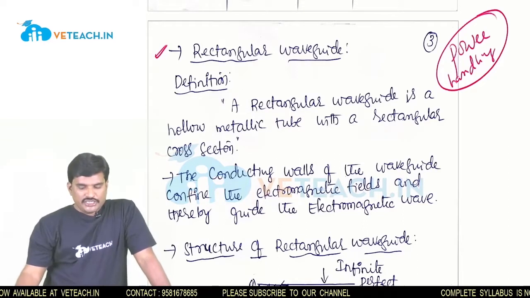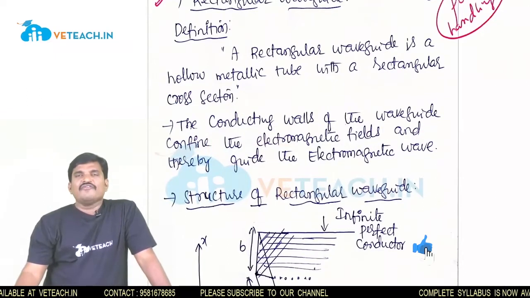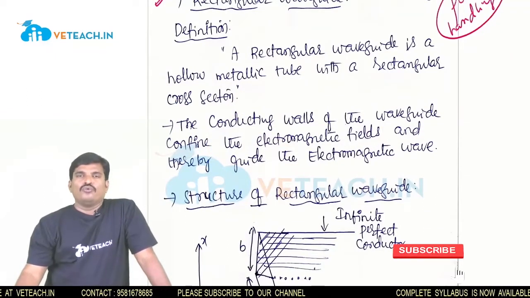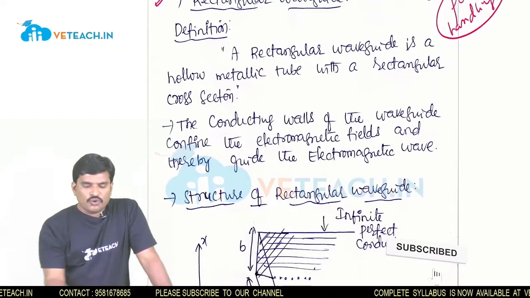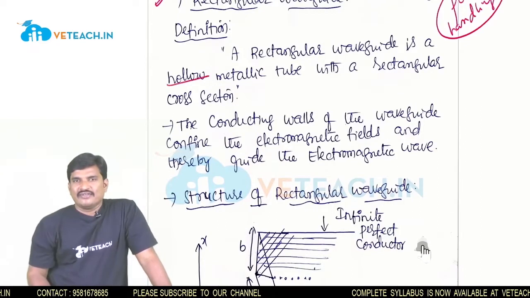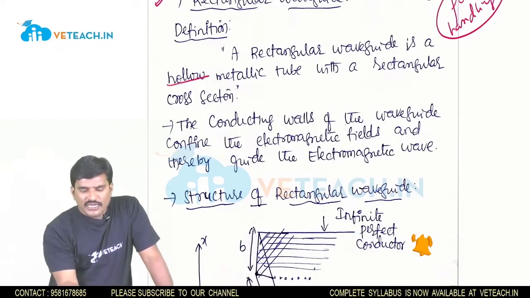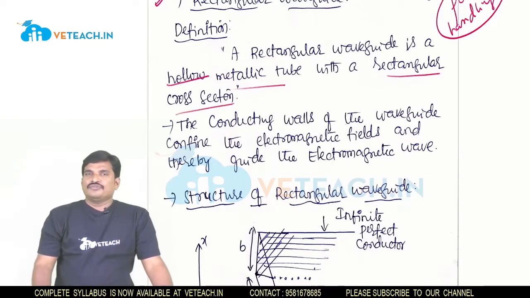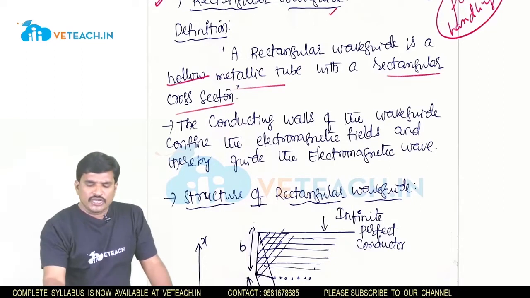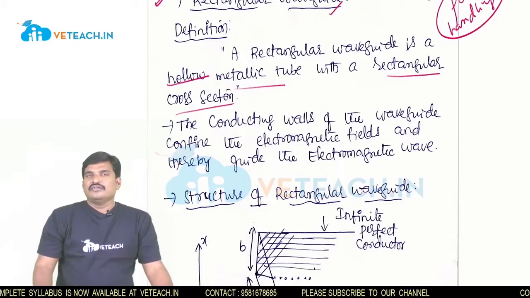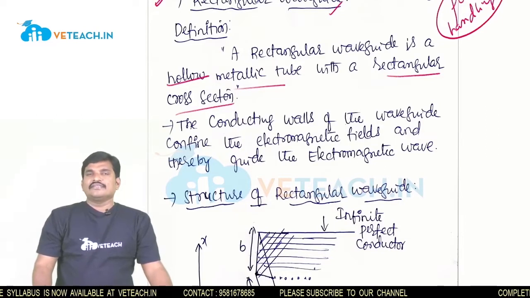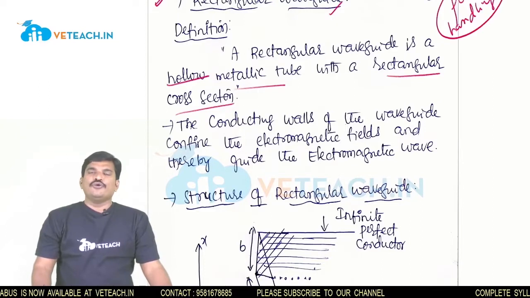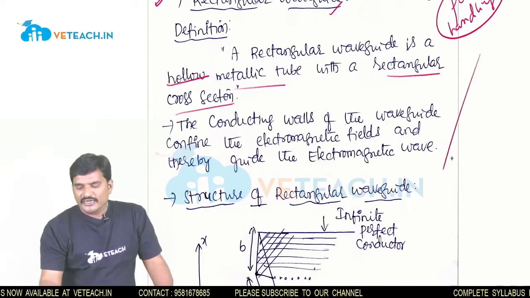The definition: a rectangular waveguide is hollow. What is the meaning of hollow? It is empty inside. So, a hollow metallic tube with a rectangular cross section. This is a very important definition about the rectangular waveguide: a rectangular waveguide is a hollow metallic tube with a rectangular cross section.